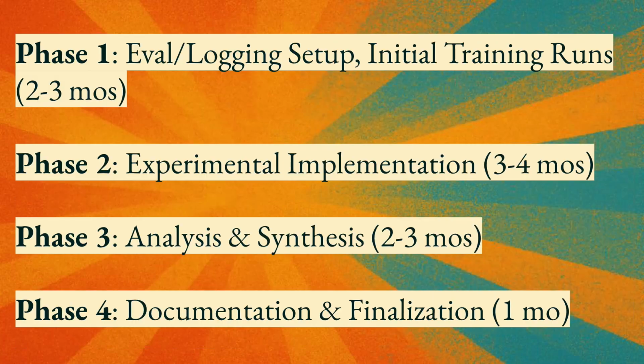So what's the timeline and budget? I think I'm going to break this up into 4 different phases. So phase 1 is eval and logging setup and initial training runs. I expect this to take 2 to 3 months. Phase 2 is the meat of the work. This is where I do all the experimental implementations. This is where I'm looking at everything that was taught in the TinyStories and small-scale proxies papers. I'm implementing that. I'm running these training runs. I'm logging the training dynamics. I'm evaluating the scores with the LLM judge. And I'm trying to understand what are the relationships in real time between training dynamics and model capabilities. So I expect this to be 3 to 4 months of work.